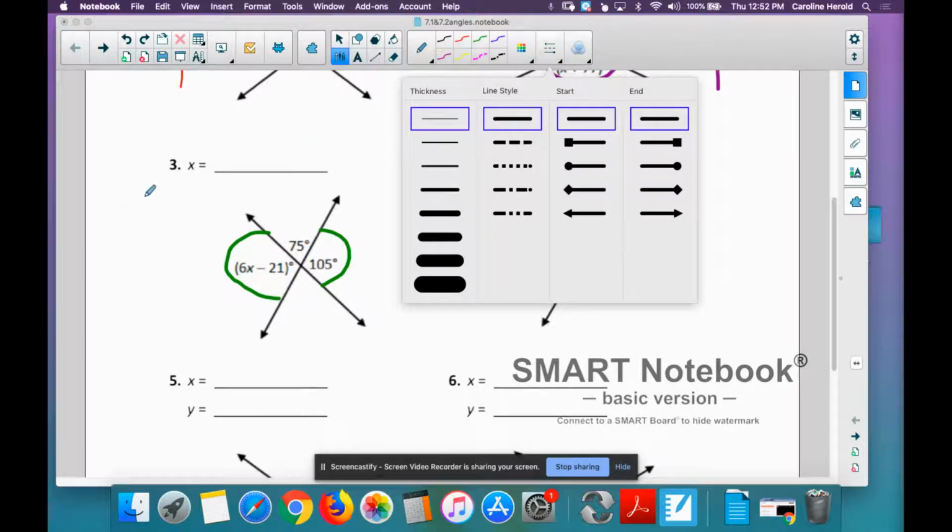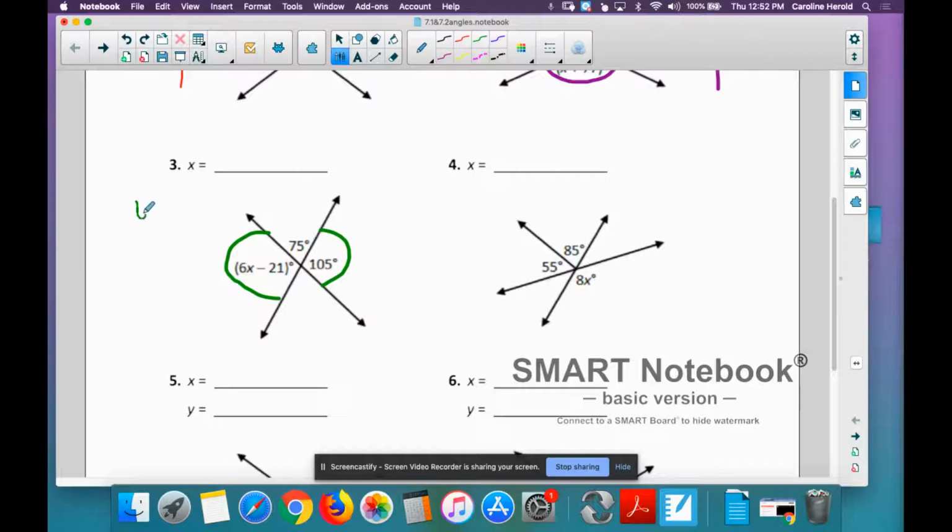Okay, so now I'm going to write this equation. 6x minus 21 equals, what's the number that's going to go over here? What about this 75? It's just sitting here. What are we supposed to do with that? Is it vertical? No, it's kind of an added piece of information. I don't even really need it. All right, so this is going to be 105. All right, Riley, where do we go next?